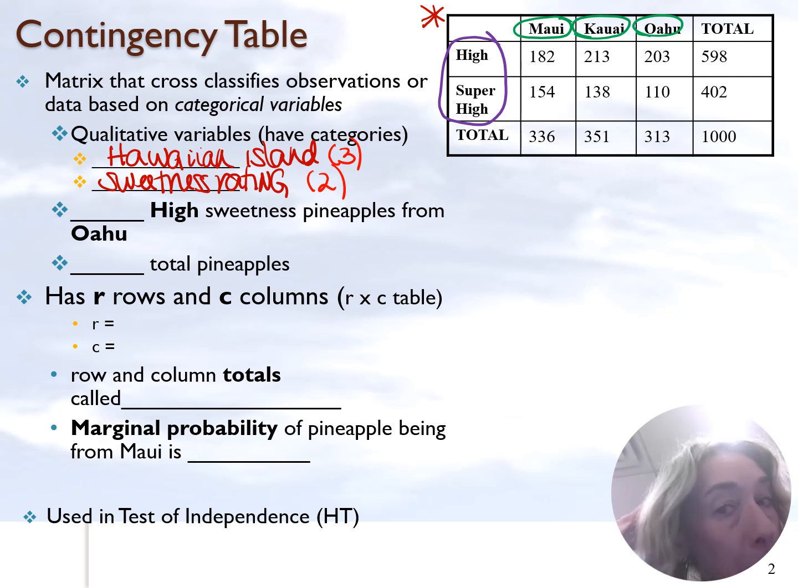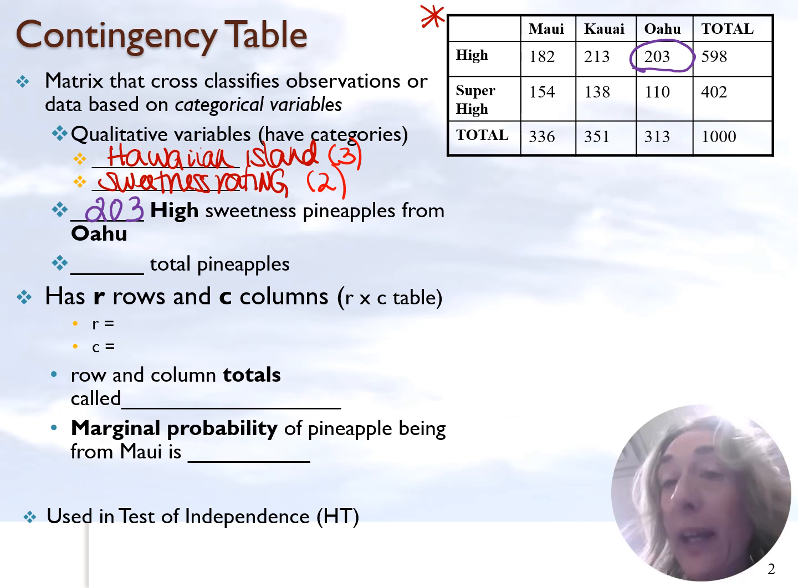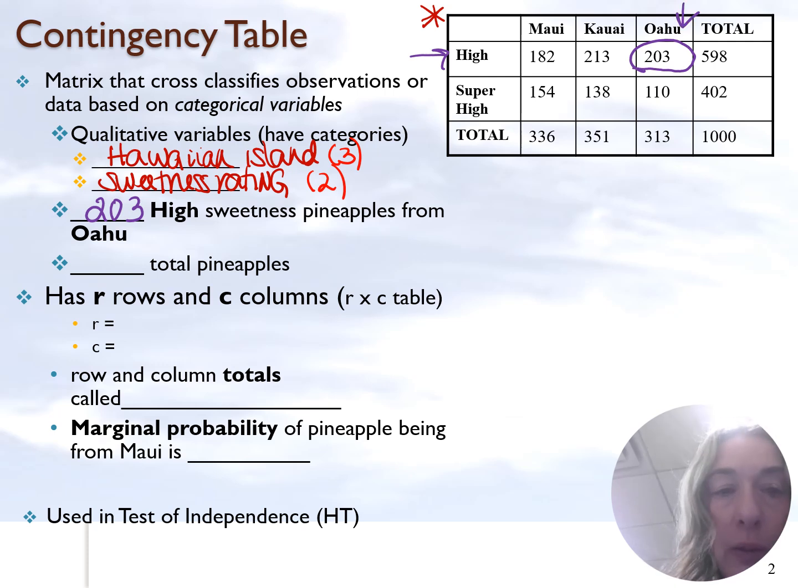So for example, based on this contingency table, there are 203 high sweetness pineapples from Oahu, because the count of 203 occurs at the intersection of the high and Oahu categories. This particular sample of data has 1,000 total pineapples represented there.